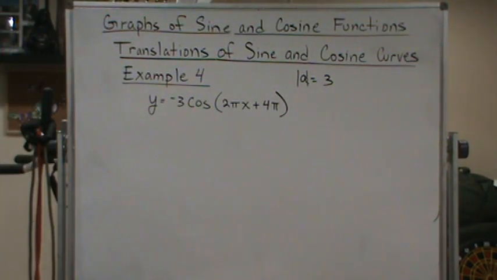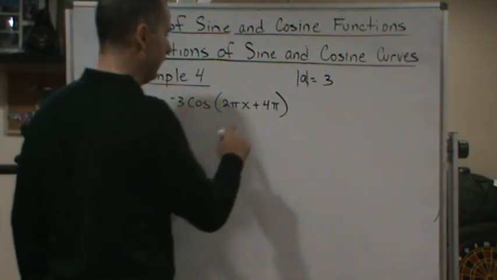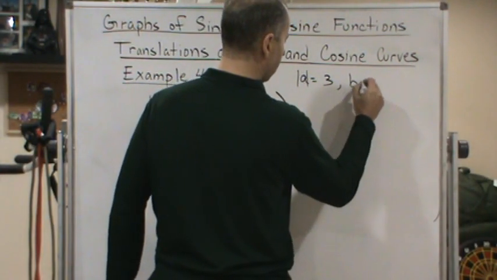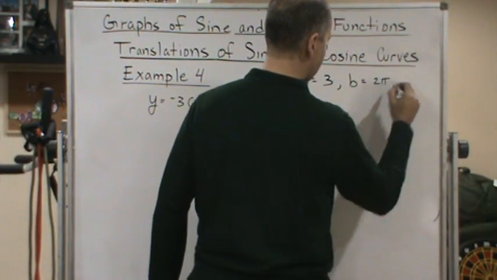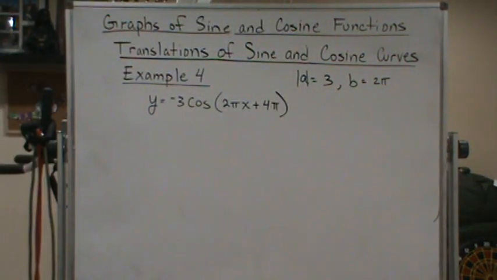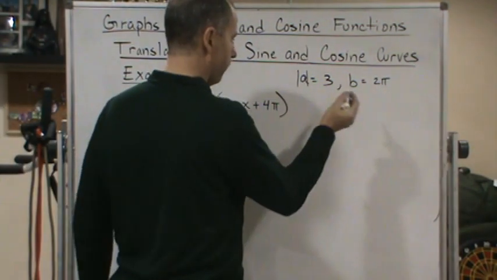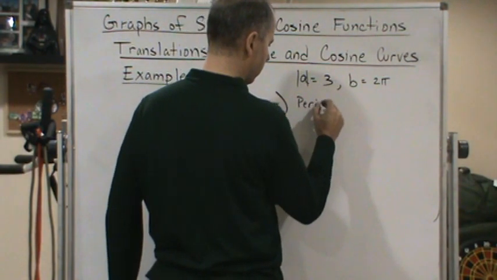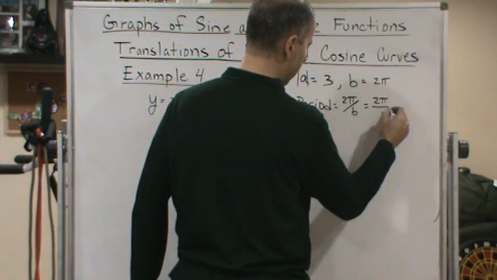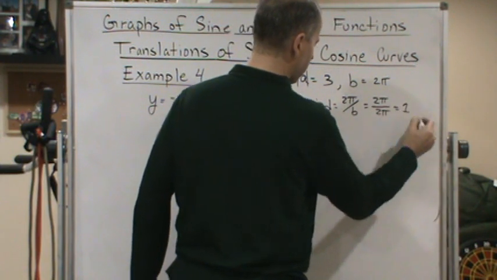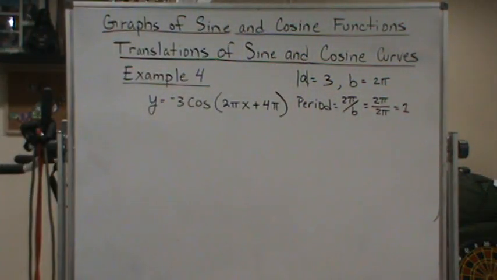Now, what else do we know? We can do the period, right? So what's B? B is 2 pi. So if we use the formula, period equals 2 pi divided by B. So that'll be 2 pi divided by 2 pi, which is going to equal 1. So the period is 1.